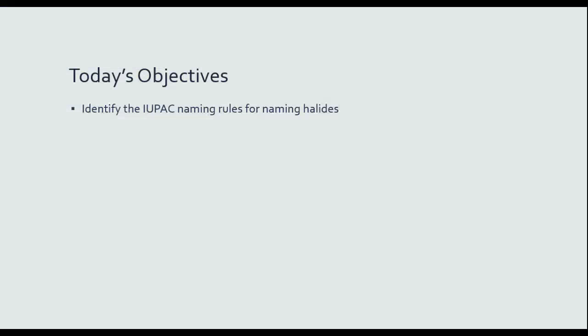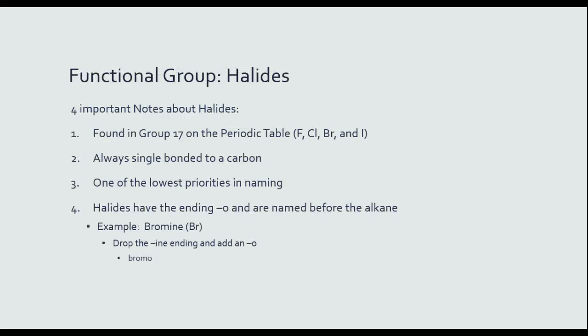Alright, so we're moving right along here. Today's objectives are to identify the IUPAC naming rules for halides. Before we get started, let's talk about four important things about halides. First of all, you can find them on the periodic table in group 17. That's fluorine, chlorine, bromine, and iodine.